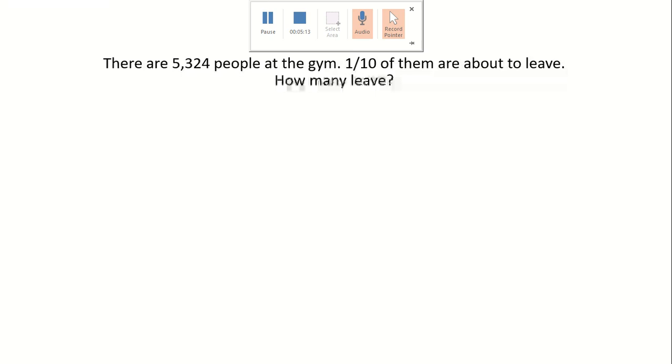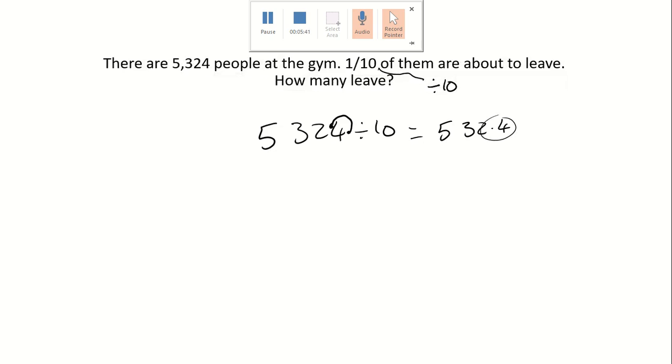This was one example I made that's a little bit like the challenges. So there are 5,324 people at the gym. A tenth of them are about to leave. Now remember, a tenth means you've divided something by 10. So the question actually is 5,324 divided by 10. Find what 1/10 is. And as you should know, move the decimal place, 532.4. We can't have 0.4 of a person. So I'm going to put 532 because I'm rounding down. If there was more than half a person, I'd round that up.